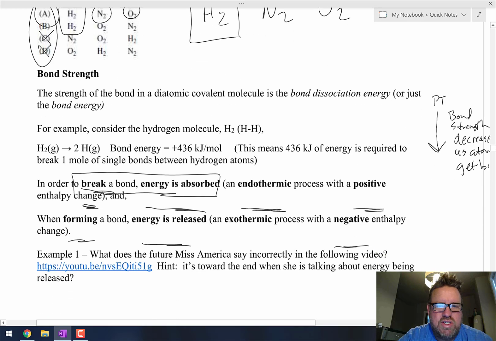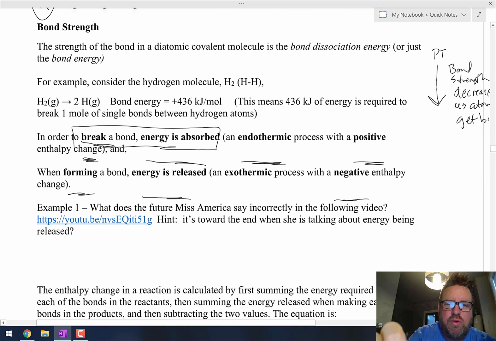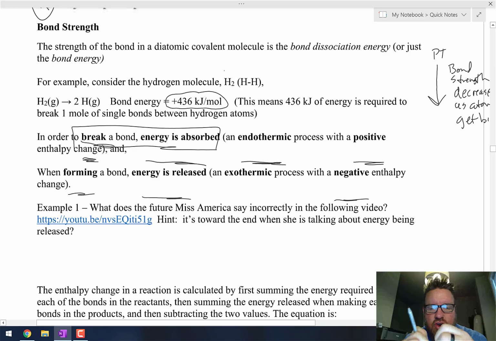Okay, so like we just talked about, when you break a bond such as here, when you break that hydrogen-hydrogen bond in H2 to create two hydrogen atoms, it always requires energy. It takes 436 kilojoules of energy to break a mole of hydrogen bonds.